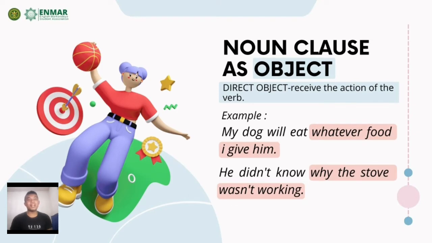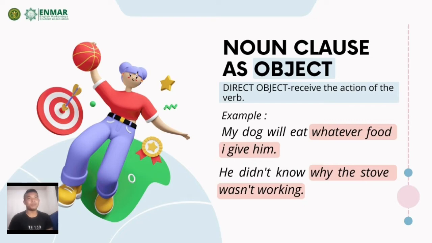Well, next, we would like to discuss noun clauses as an object. When we talk about noun clauses as an object, it is divided again into three, which are noun clauses that act as a direct object, indirect object, and object of complement. Firstly, we would like to discuss noun clauses as a direct object, which usually receive the action of the verb in the sentence. Well, let's analyze the provided examples together.